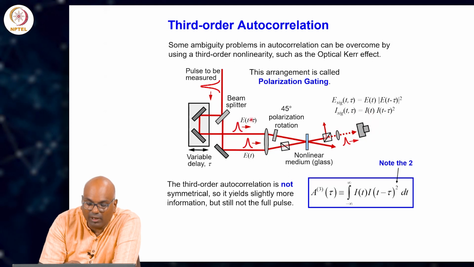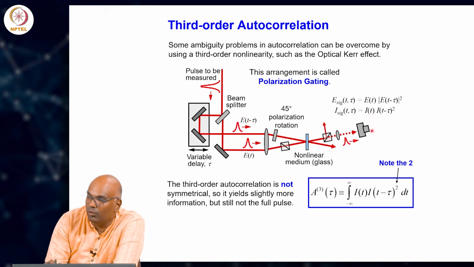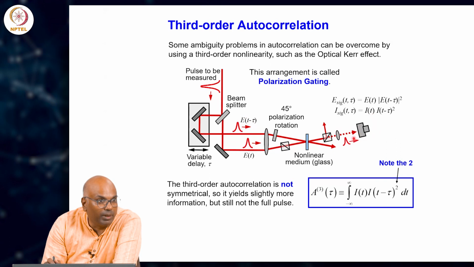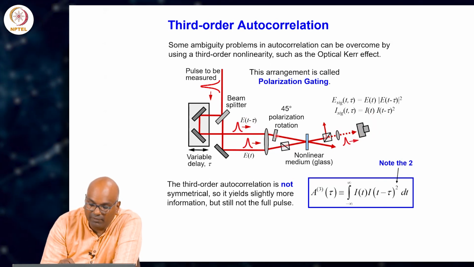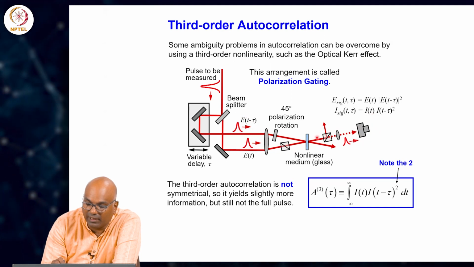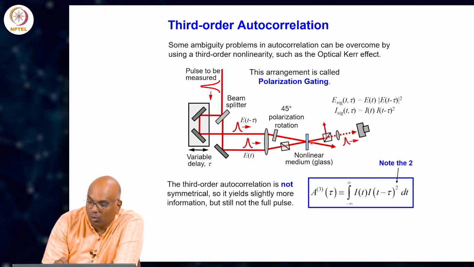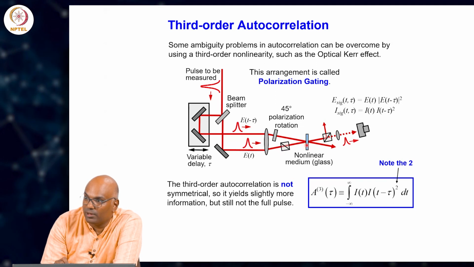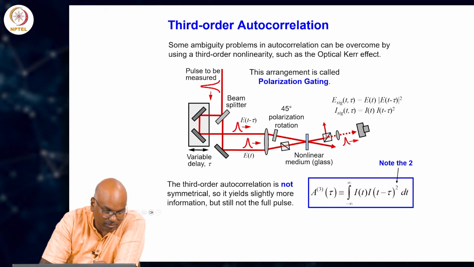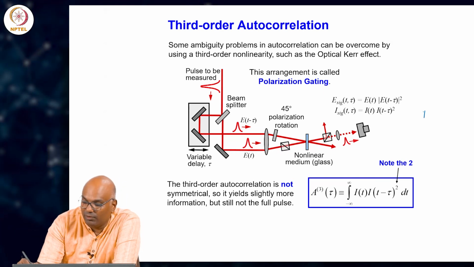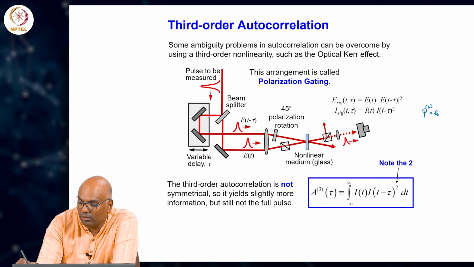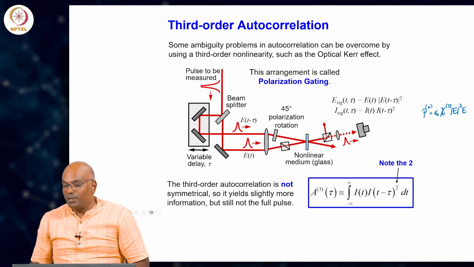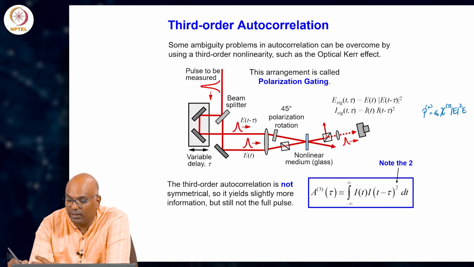So if I did not have E of t at all, this detector would see no signal, right. But here is the point. Now you come in with the second pulse whose polarization is 45 degrees with respect to that of the incident pulse. Owing to the optical Kerr effect, you produce a signal at the same omega as that of the pulse, epsilon naught chi 3 E square E.